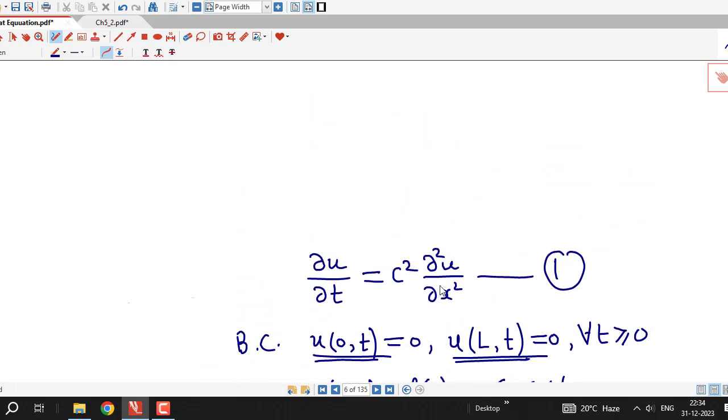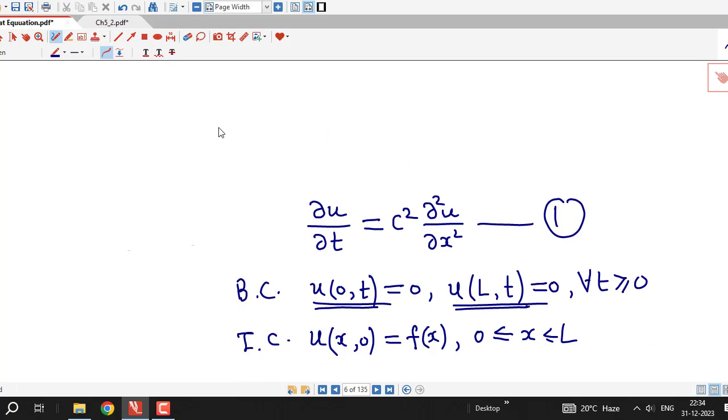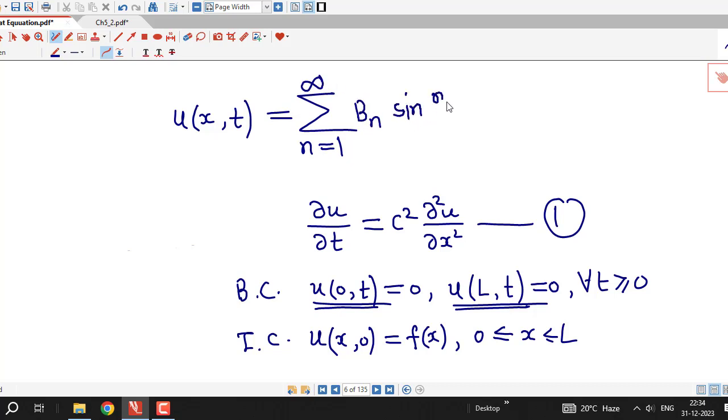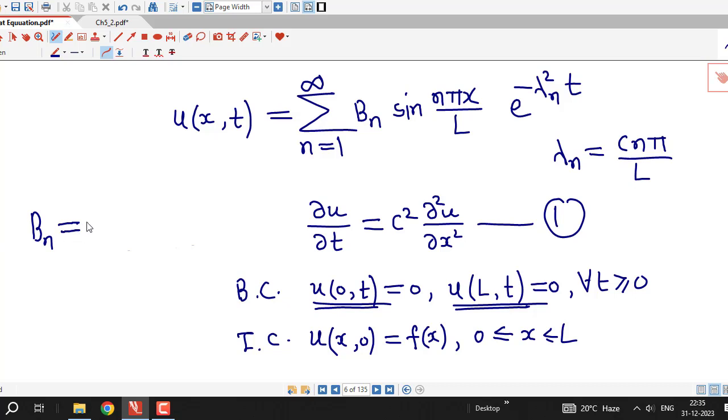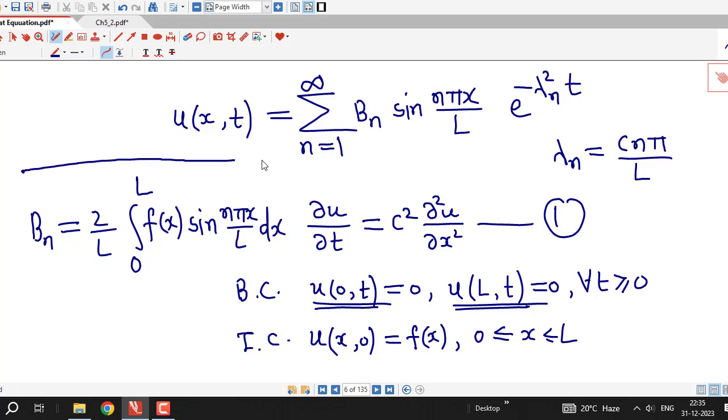So the solution of this initial boundary value problem is given by u(x,t) equal to sigma n equal to 1 to infinity b_n times sin(n pi x over L) e raised to minus lambda_n square time t, where lambda_n is given by c into n into pi divided by L, and this b_n is the Fourier coefficient and its formula is 2 divided by L integral from 0 to L f(x) times sin(n pi x by L) with respect to x.